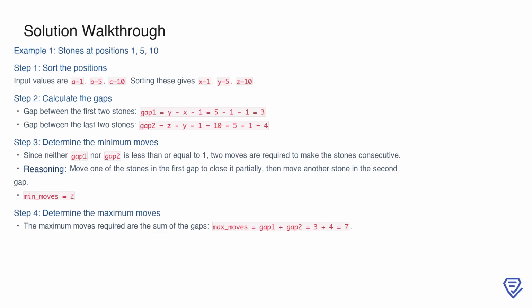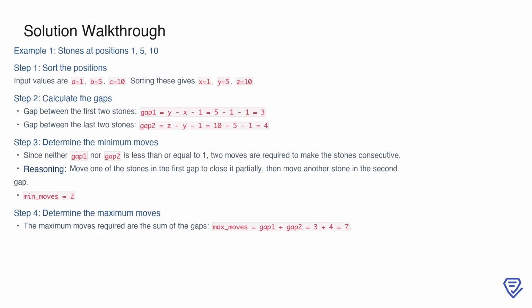Now, to determine the minimum moves, we check the size of these gaps. Since neither gap1 nor gap2 is less than or equal to 1, 2 moves are required. The reasoning here is that we can move one stone to partially close the first gap, and then move another stone to address the second gap. Therefore, the minimum moves are 2.